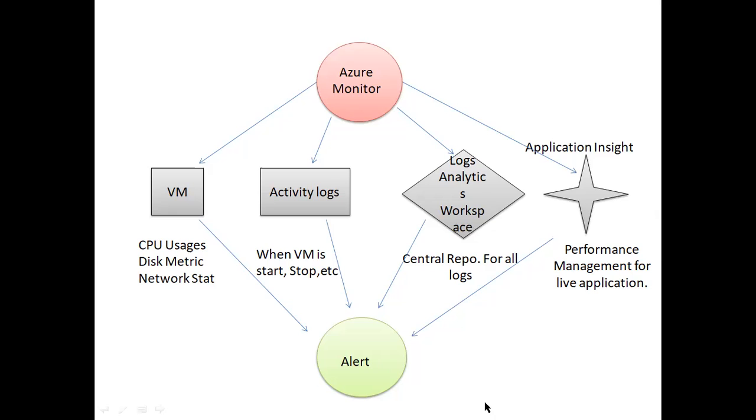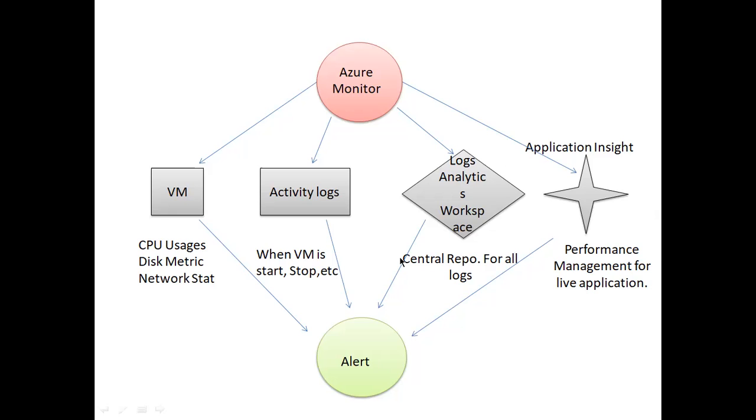Then another component is alert. Basically, alert is used for any activity done, like when the CPU threshold is very high, disk metrics increase, or a VM is stopped or created. If we want an alert for that, we can do so by setting the alert in Azure Monitor, so that we will get SMS as well as email, like automatic messages sent to notify us. All these activities are done by using alert options.